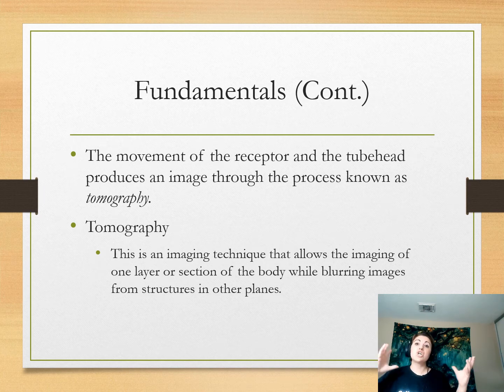So as it's going around, some of those other images become blurred and they show up in other sections of our pano. You just need to understand that the x-rays aren't this constant continuous thing as it moves around. It's single shots as it goes around, and the receptor captures it and then overlaps those images.